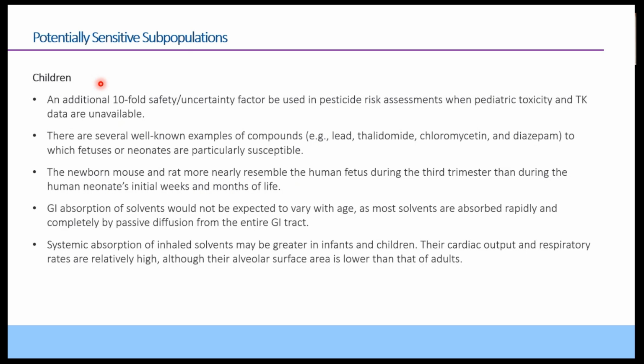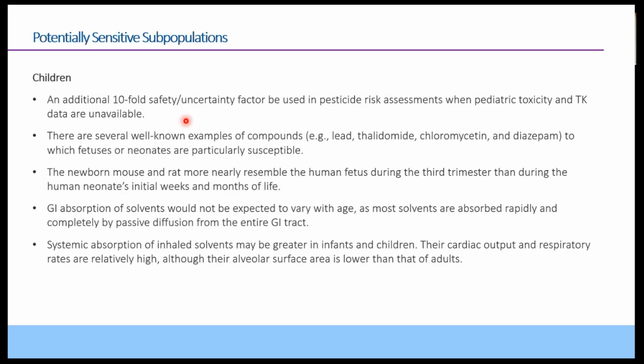For children, an additional tenfold safety or uncertainty factor has to be used in pesticide risk assessment when pediatric toxicity and TK data are unavailable. So the people who have experience working in the field of risk assessment know that safety or uncertainty factors are used to determine safe limits, using the doses available from animal testing to extrapolate the safe levels for human safety.